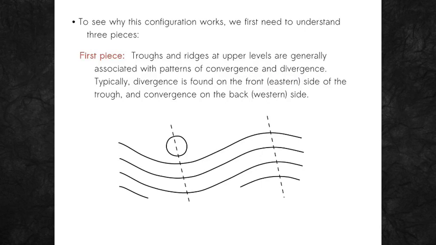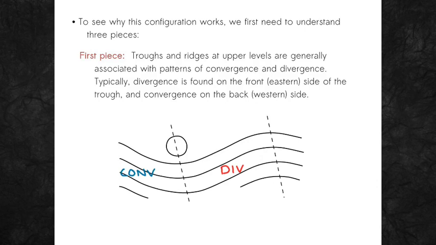And in particular, the way the pattern works is that generally on the front side of the trough, i.e., remember the front side is the eastern side, the side that things are moving towards, the front side. On the front side of the trough over here, we have divergence in the winds. And then on the back side of the trough, the western side, we have convergence.